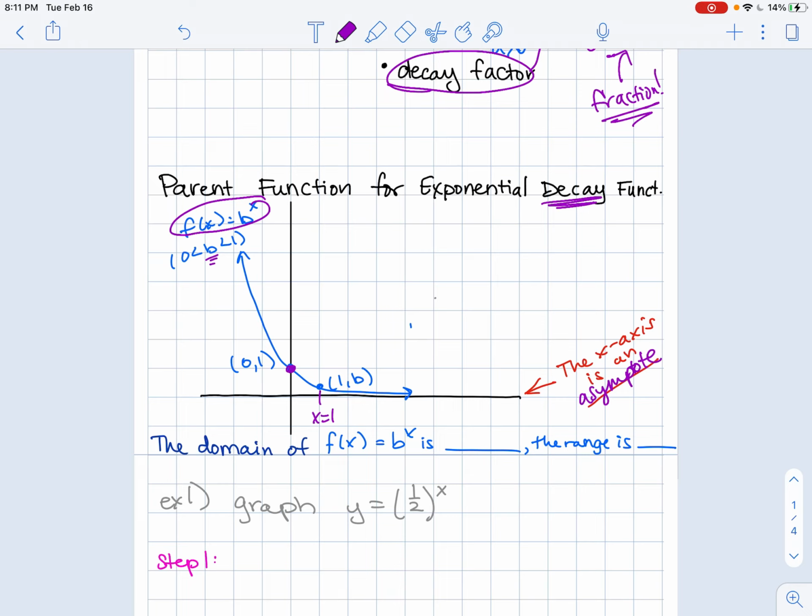Because it never touches that x-axis. It gets smaller and smaller and closer to 0 as x gets bigger, but it never actually crosses that value. Okay? And the domain of the function b to the x power is all reals. And the range means where are the y values? We know that it has to be positive, so y is greater than 0.